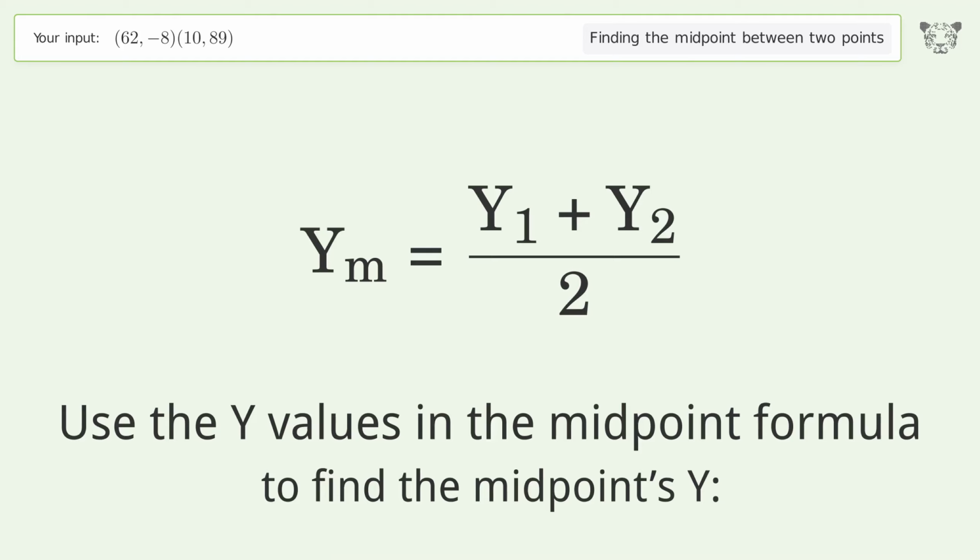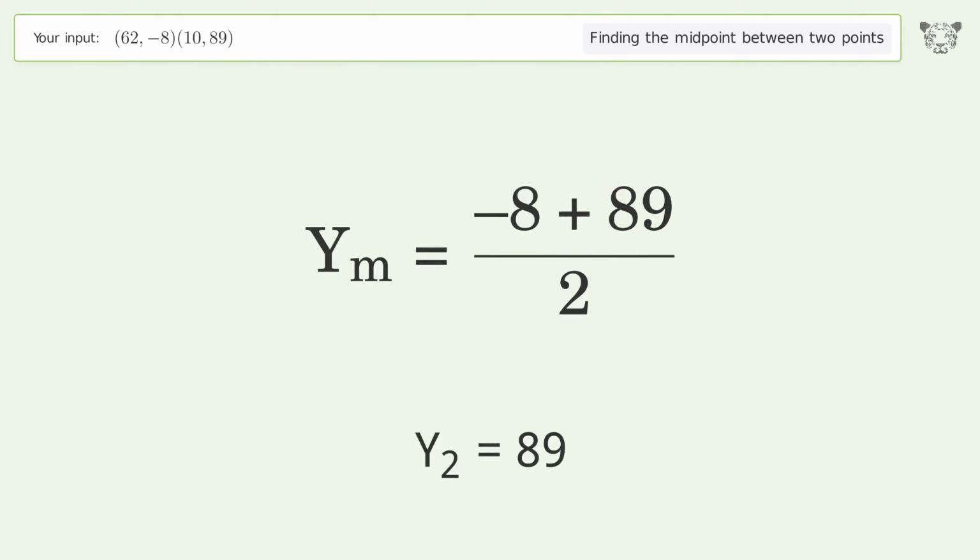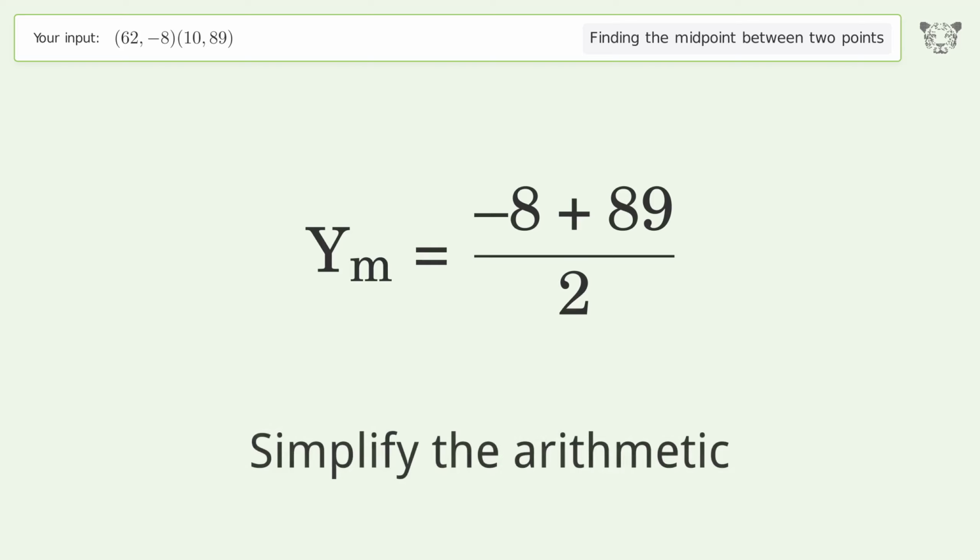Use the y values in the midpoint formula to find the midpoint's y. y1 equals -8. y2 equals 89. Simplify the arithmetic.